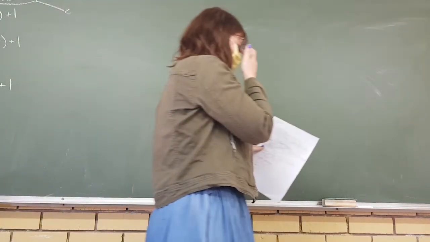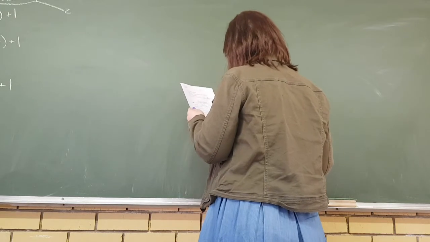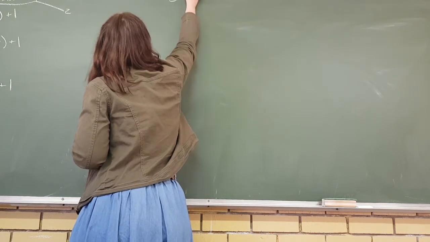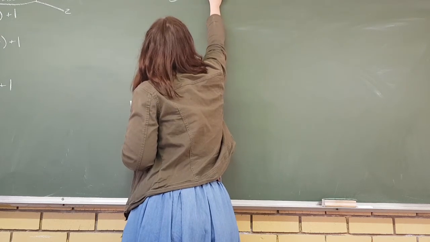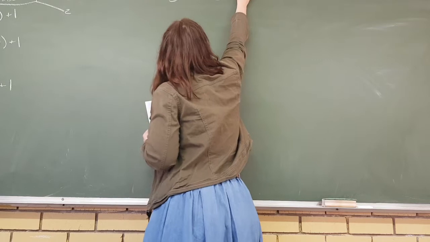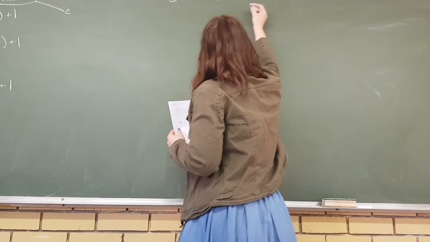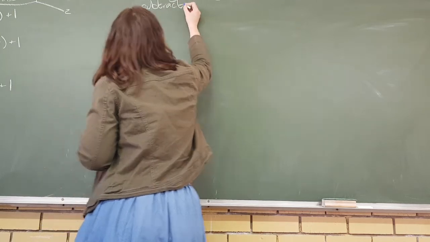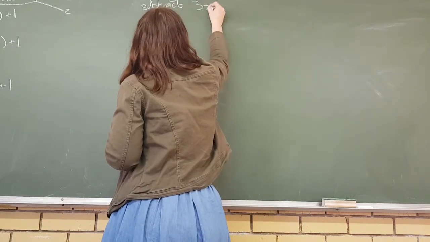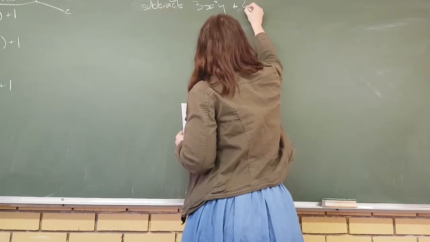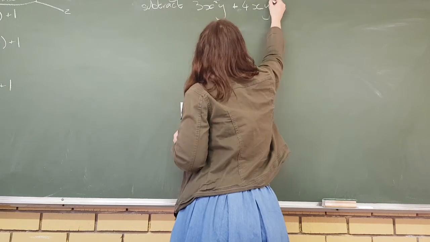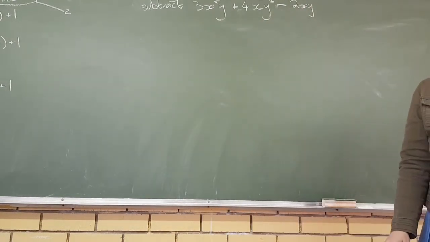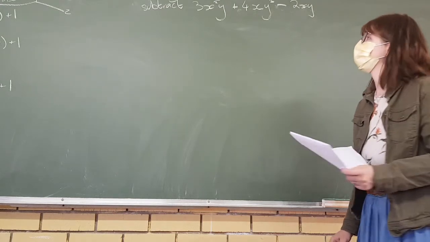Alrighty, moving on. Adding and subtracting like terms. So, if I have 6x squared y plus 2xy squared plus 3xy, and I say add, actually let's do subtract. 3x squared y plus 4xy squared minus 2xy. You guys remember this? Looks familiar, right? Okay. Do you remember how we do this?